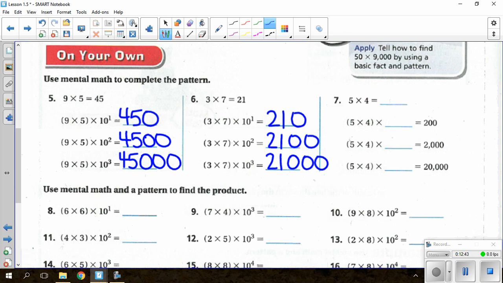And number 7, my basic fact is 5 times 4, which equals 20. Again, they are asking for times 10 to what power. So I'm going to underline the 20 from the answer, and then I notice that there's one extra 0, so I know that's times 10 to the first. Moving down to the next one, I'm underlining the 20, and I see there are 2 extra zeros, so that would be times 10 to the second. And the last one for number 7, again, underline the 20. I have 3 extra zeros that are not underlined, so times 10 to the third power.